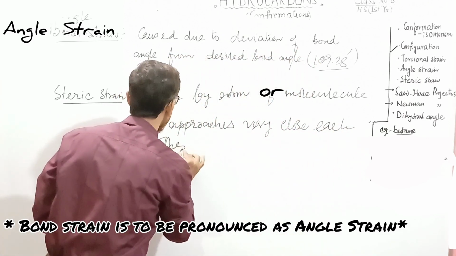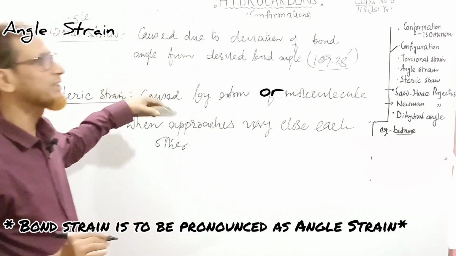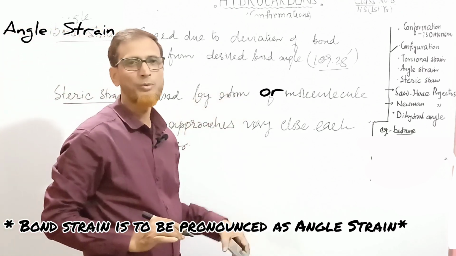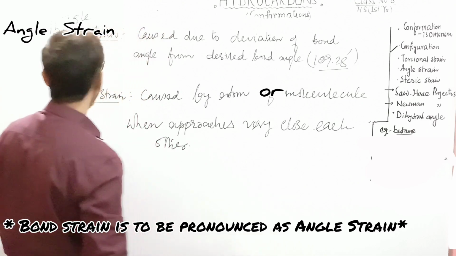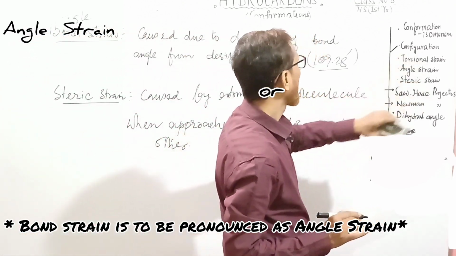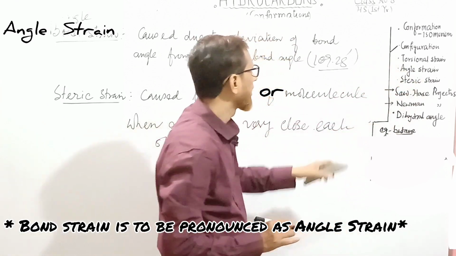is called steric strain. Upon this steric strain or steric hindrance, we see there is a competition of SN1 versus E1. You will get it in second year, substitution versus elimination. So these are some important additional pieces of information I have explained: torsional strain, angle strain, steric strain.